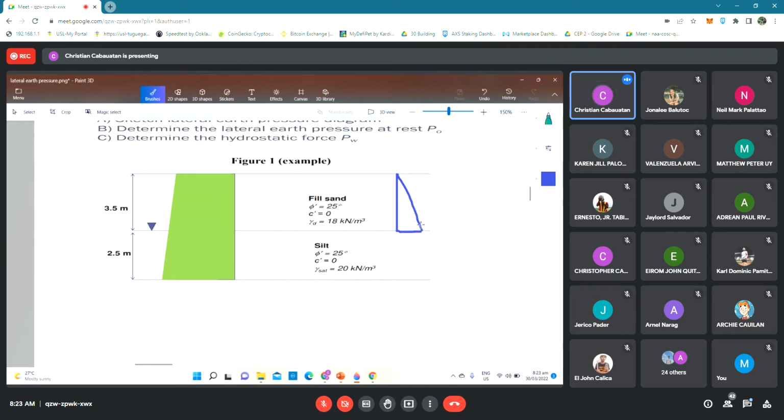So that is a diagram for the first layer, okay? For the second layer of soil, like I said earlier, if there is no cohesion and there is no other surcharge, therefore it is the same as number 2, okay? Same as number 2.